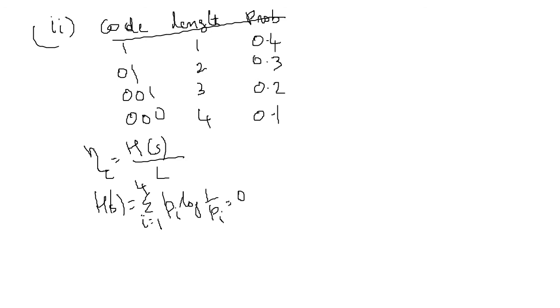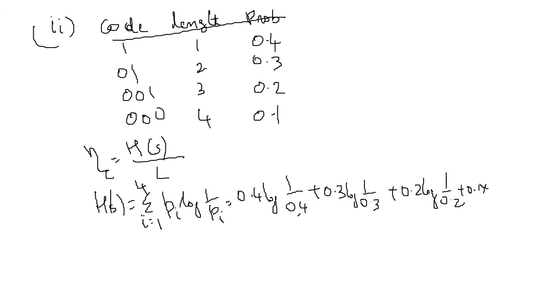Substitute the values: 0.4 into log 1 by 0.4, plus 0.3 into log 1 by 0.3, plus 0.2 into log 1 by 0.2, plus 0.1 into log 1 by 0.1. So you are going to get the H(S) value, which will be 1.846 bits per symbol.